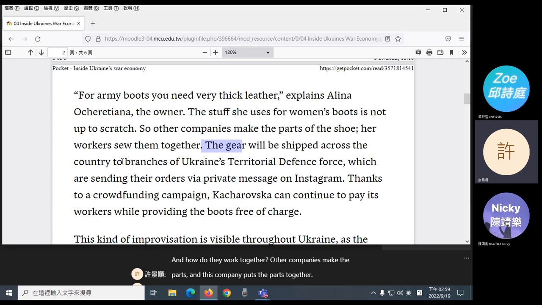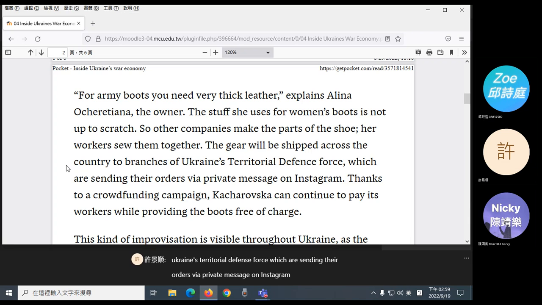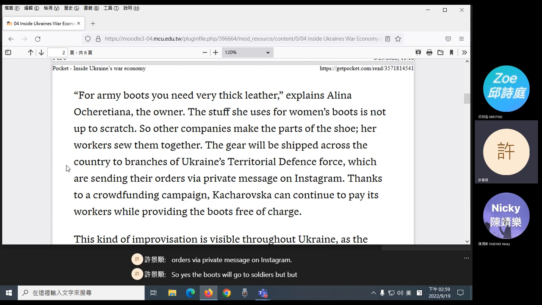The gear will be shipped across the country to branches of Ukraine's Territorial Defense Force, which are sending their orders via private message on Instagram. So yes, the boots will go to soldiers, but the interesting part of this sentence is that the soldiers are sending their orders on Instagram.